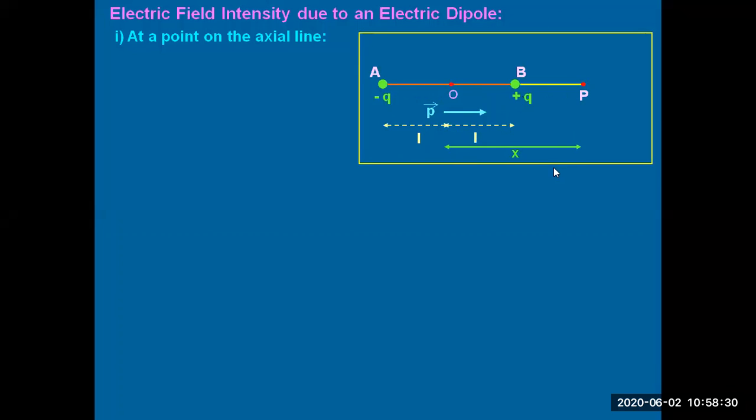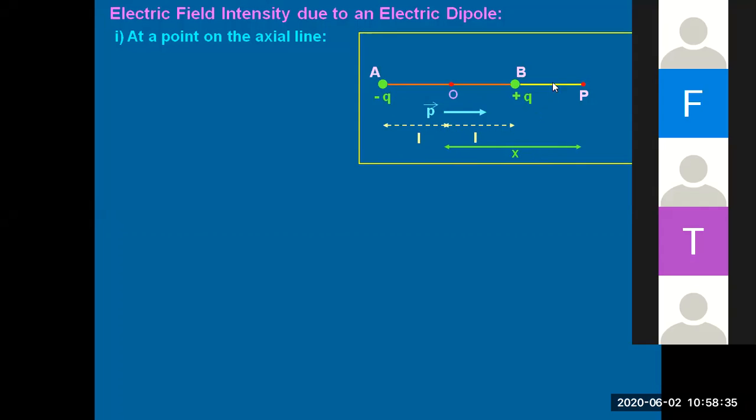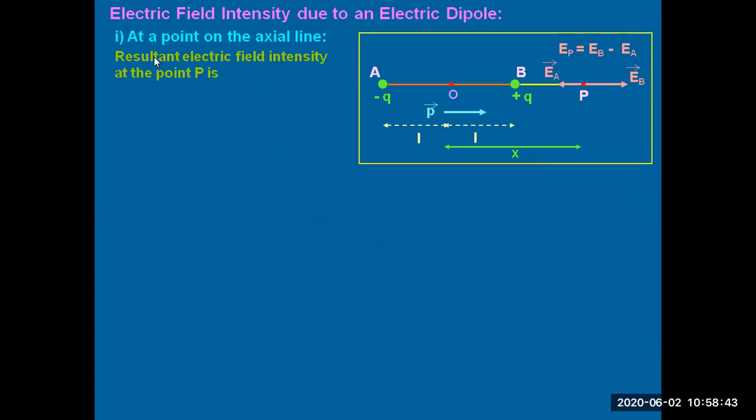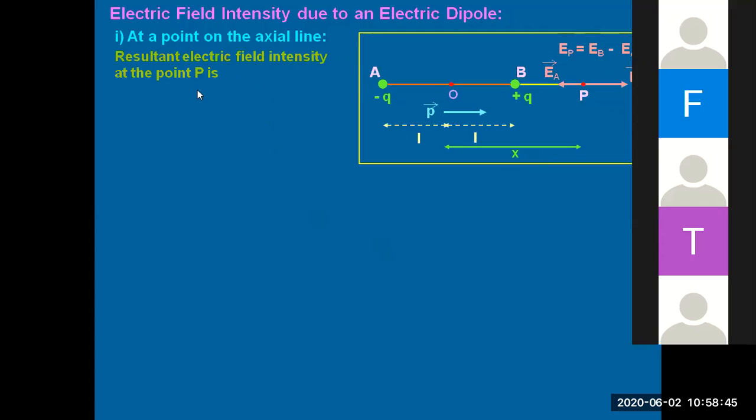From O to P, your distance will be taken as x. In the previous derivation, it was taken as r. So keep that in mind. Now to do the steps, the resultant electric field intensity at the point P will be EP is equal to EA plus EB. I wrote it as E1 plus E2. For simpler understanding, it is EA plus EB.